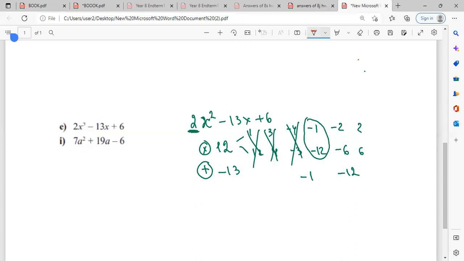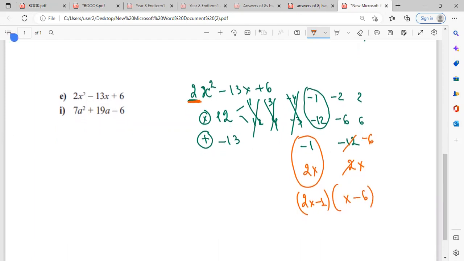Then what will you do? Your coefficient is 2, so I'm writing here 2x, 2x. Can we simplify any number from here? Yes, sure, because 2 and 12 we can simplify by 2. When you simplify, you will get 1 and you will get negative 6. So it will be 2x minus 1 because you are taking two of these values, and here it will be x minus 6. This is your final answer.